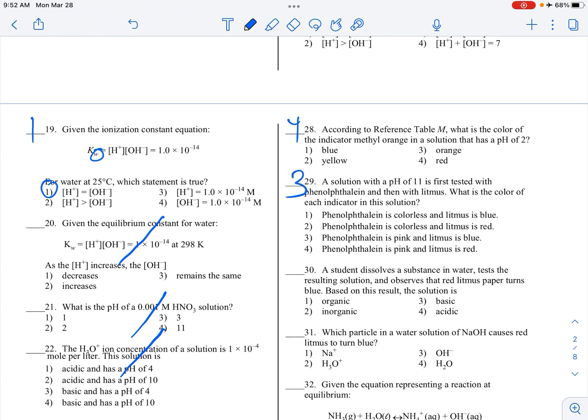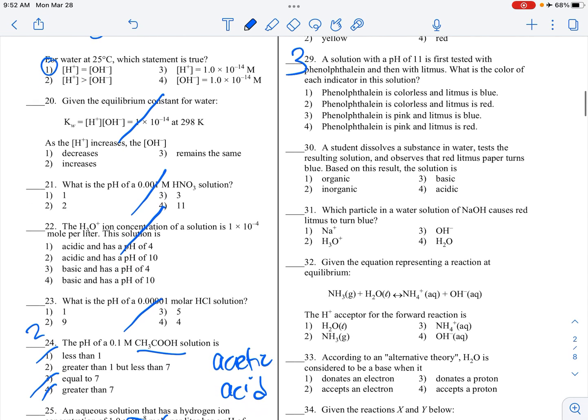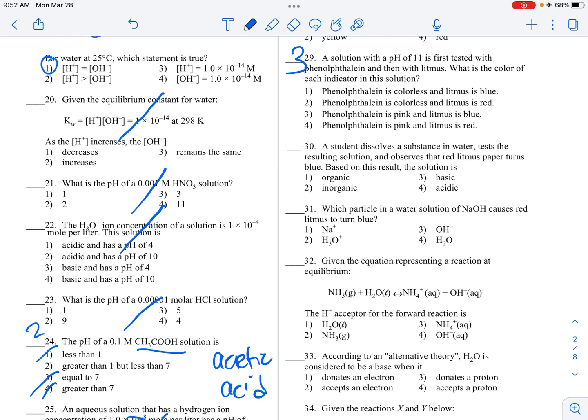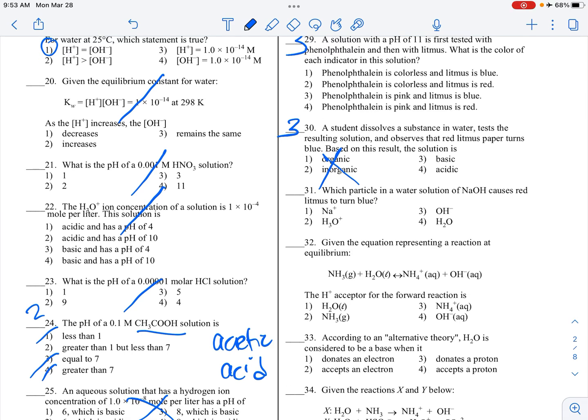Yep. A student dissolves a substance in water, tests the resulting solution, and red turns blue. This is a base. First of all, you're only going to have acid or base anyways. Which particle in a water solution of NaOH causes red litmus to turn blue? So you could only have Na plus and OH minus, and it will be OH minus.